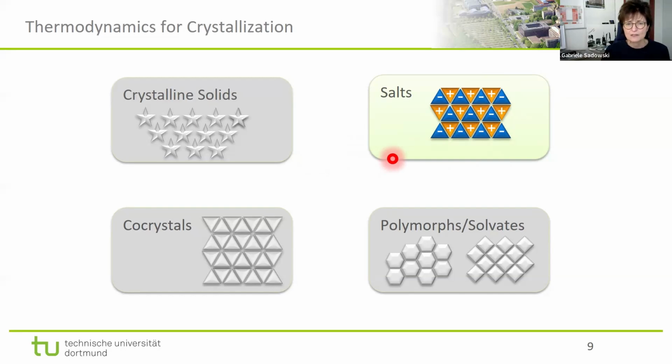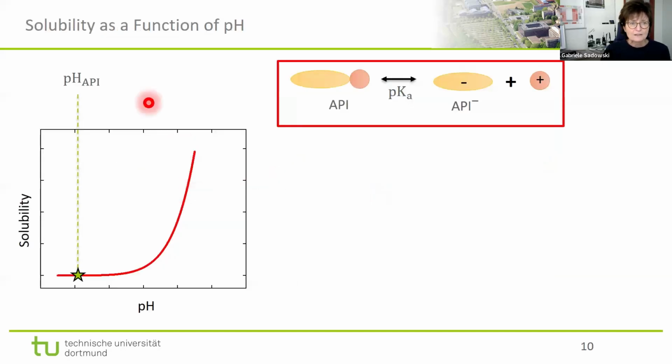And as solubility is quite low, forming a pharmaceutical salt is quite an alternative. So how does this work? So that's the solubility of an API at constant temperature, but this time as a function of pH.